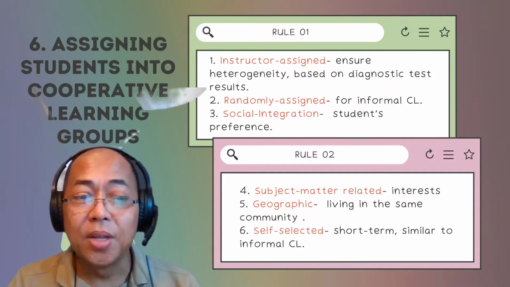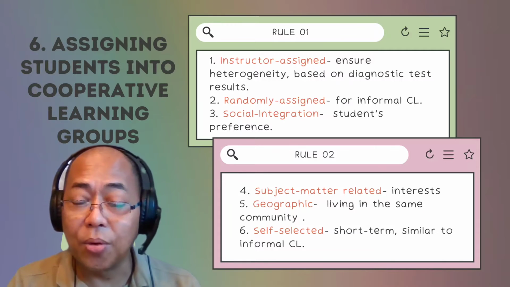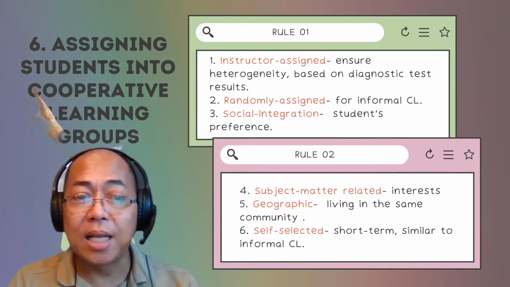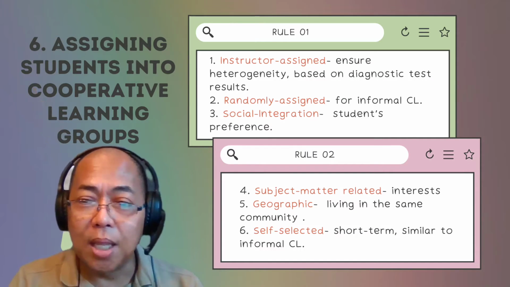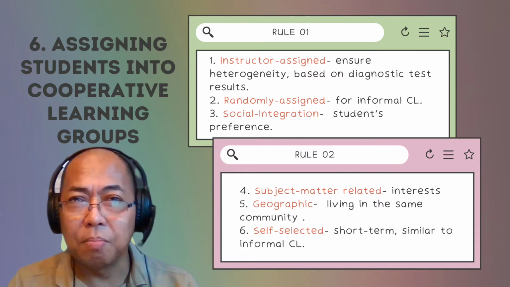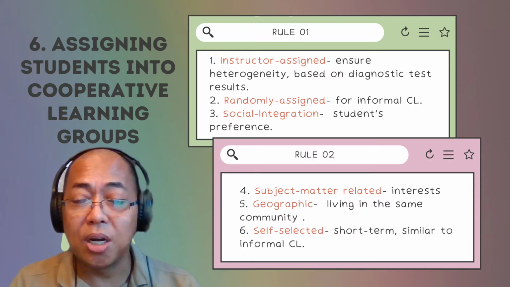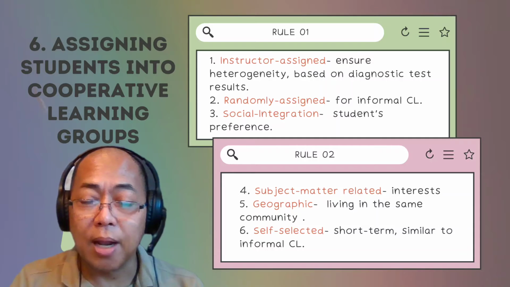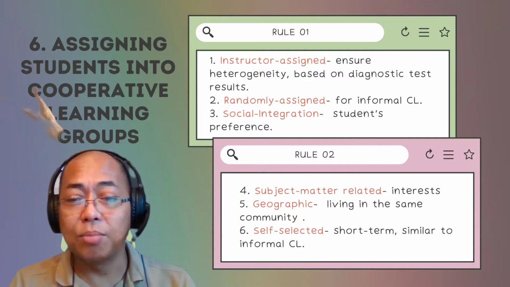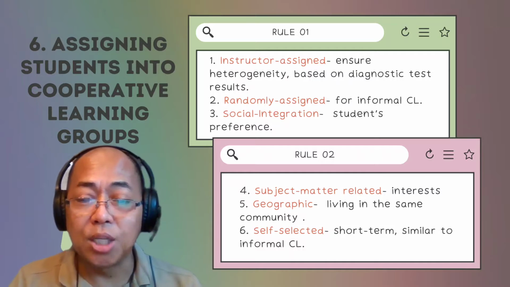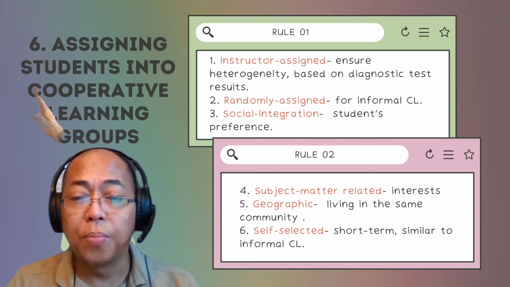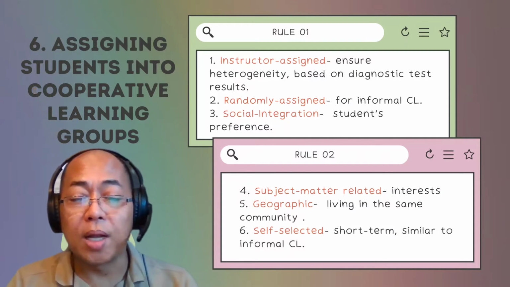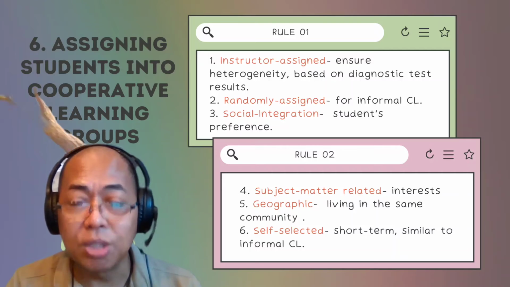Third, social integration groups. This is another way of assigning the class into cooperative learning groups. In social integration groups, at the beginning of the class you can ask students to text you or use the messenger to message you the names of the classmates that they would like to work with or the names of the people they do not like to work with, and based on the response of the students you can make a decision as to how the students will be grouped. So that's social integration.